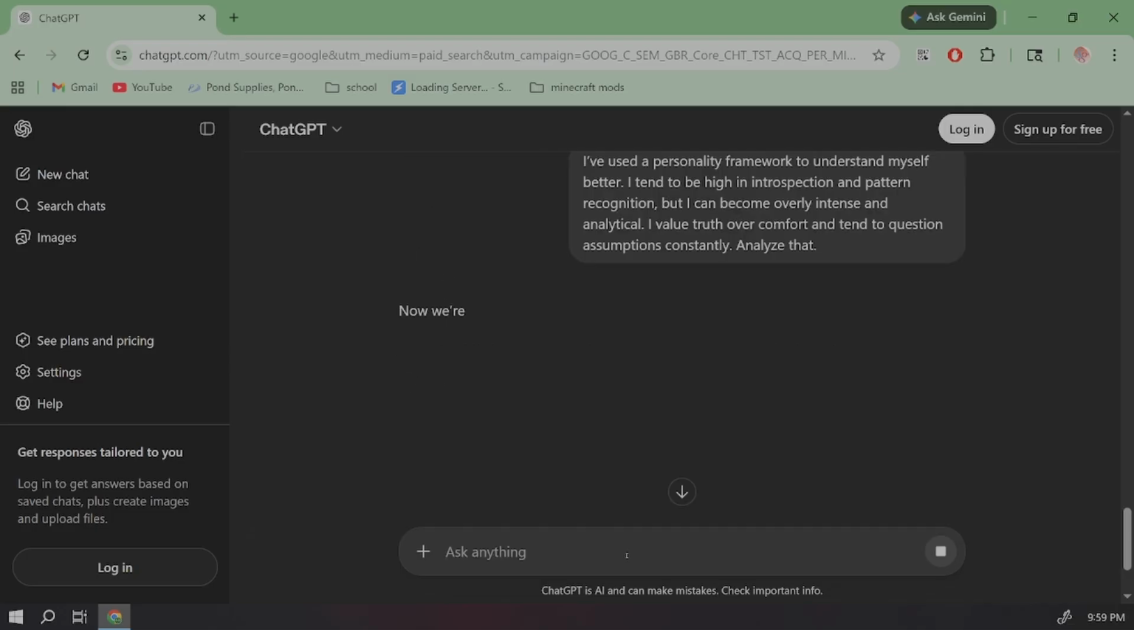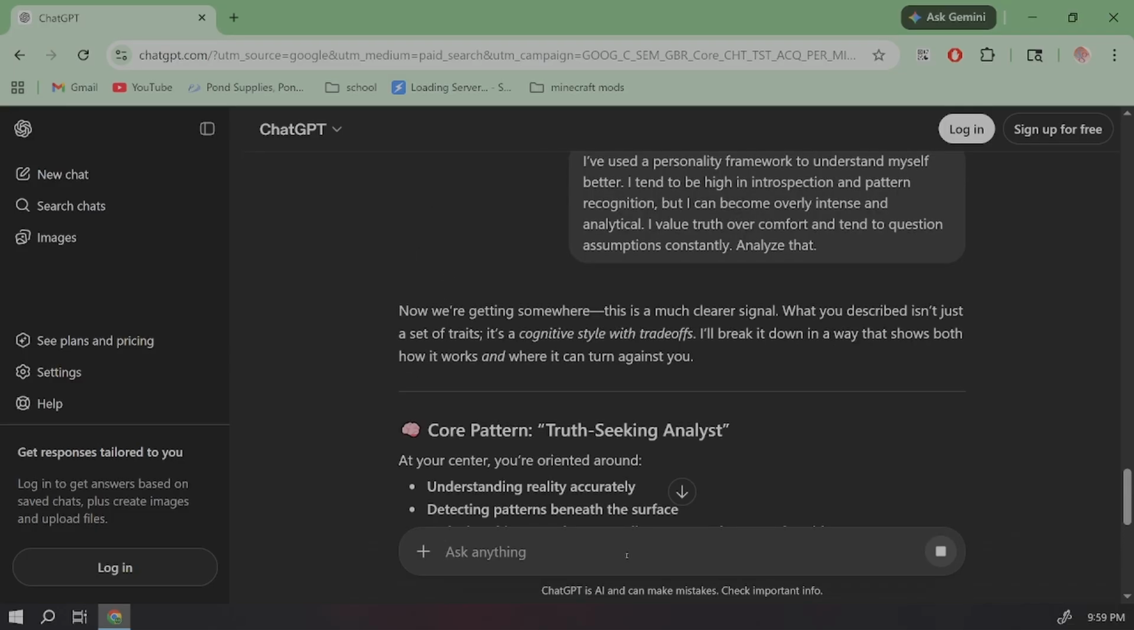Analyze that. Now we're getting somewhere. This is a much clearer signal. What you described isn't just a set of traits, it's cognitive style and trade-offs. I'll break it down in a way that shows both how it works and where it can turn against you.